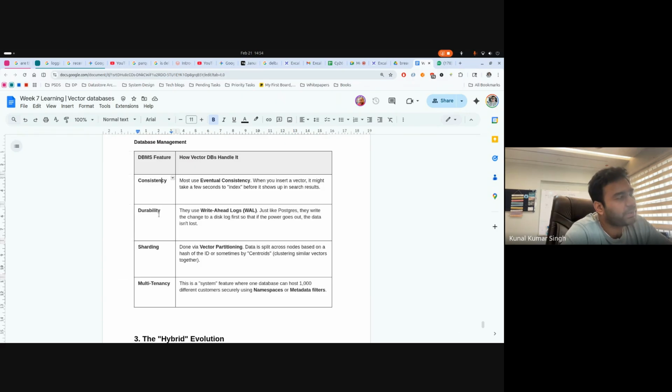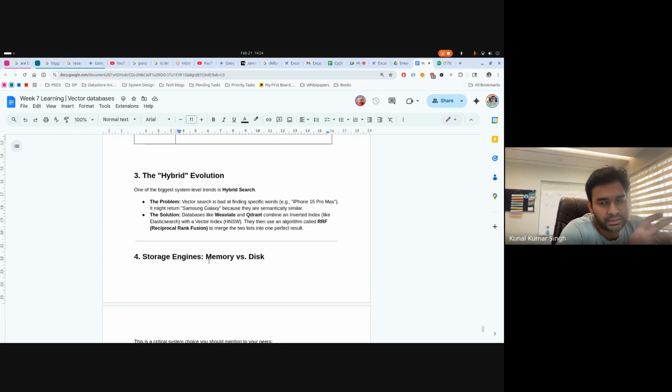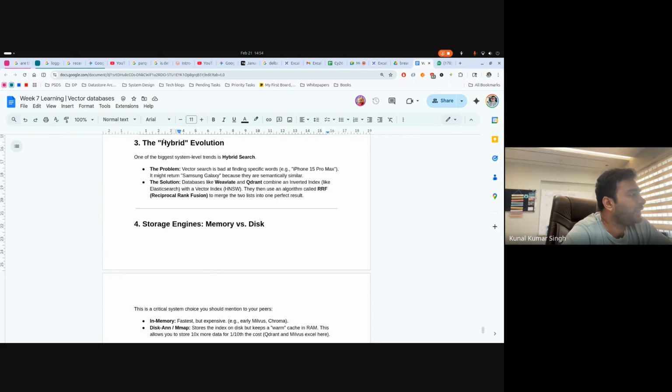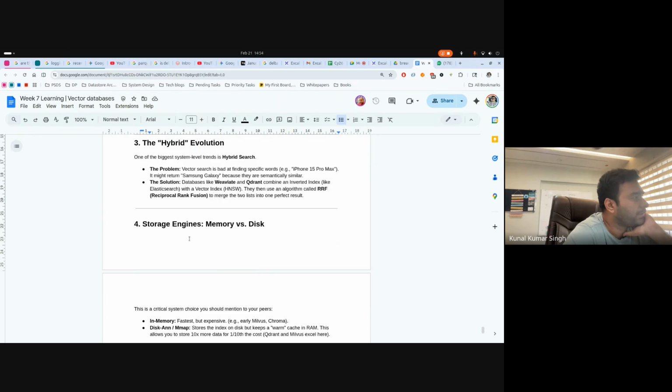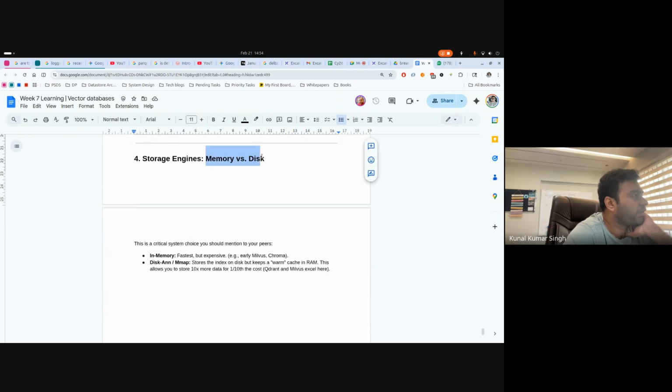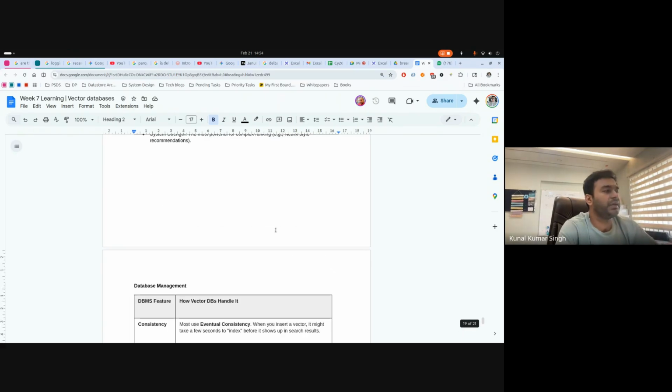And then these are the core aspects of any database: whether it's strongly or eventually consistent, durability, sharding, multi-tenancy. We will quickly see how vector databases might be managing these things compared to normal databases. Then a little bit on hybrid, how a vector database might be evolving into a hybrid database supporting both lexical and semantic use cases. Then we will look into memory versus disk, where these indexes get created and all. So this is the agenda today.